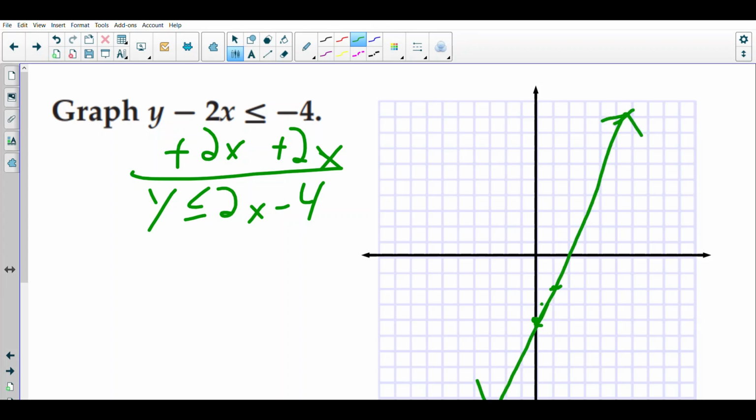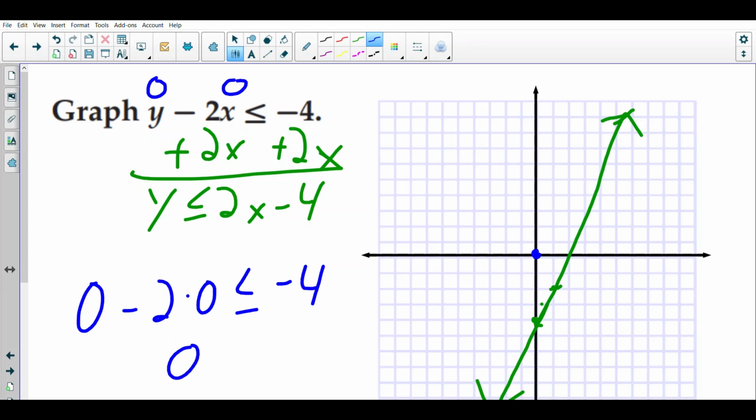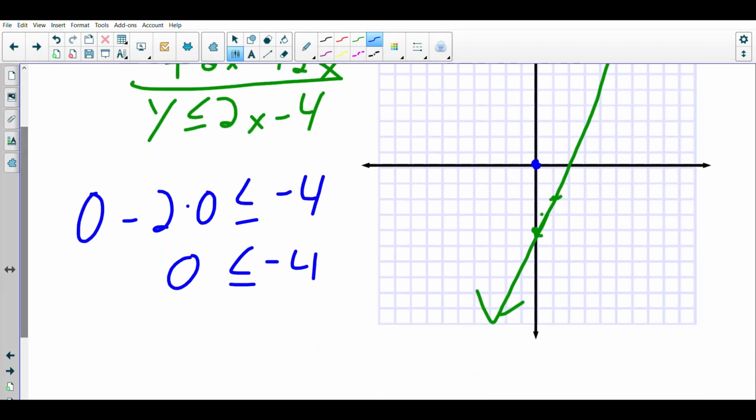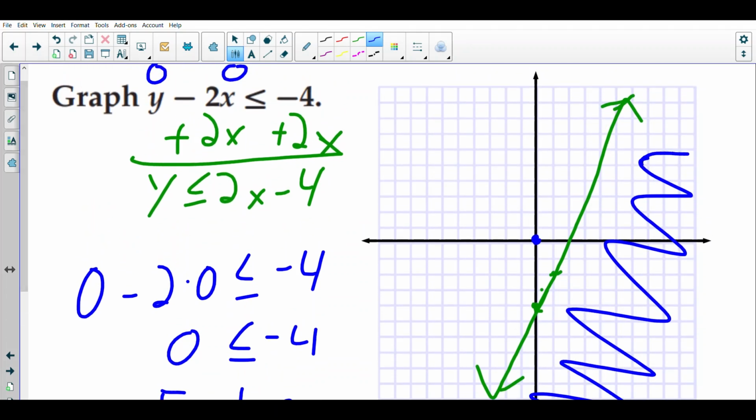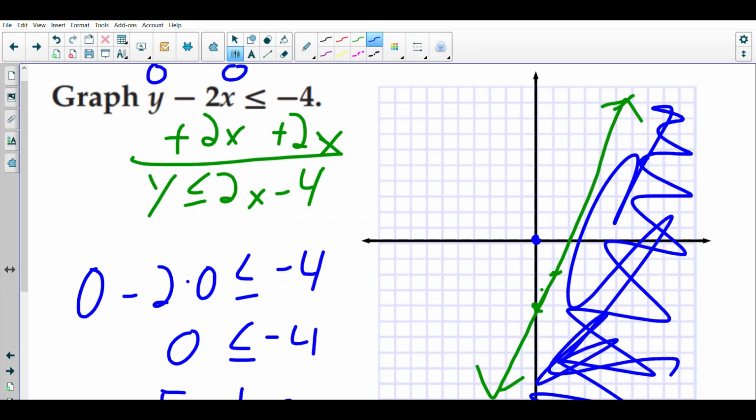Okay, and then from there, now I'm going to test my point. I'm going to use 0, 0. This is my test point. I'm going to plug it into the original, 0, 0. And when I do that math, I get 0 minus 2 times 0, which is 0, is less than or equal to negative 4. So I get, is 0 less than or equal to negative 4? Is that true? Well, no, that's false. This is a false statement. So that means wherever 0, 0 is, I shade the opposite side. So I'm shading this side, in this case the right side of the line. So all this stuff over here is our solution. That's our final answer, and we're done.